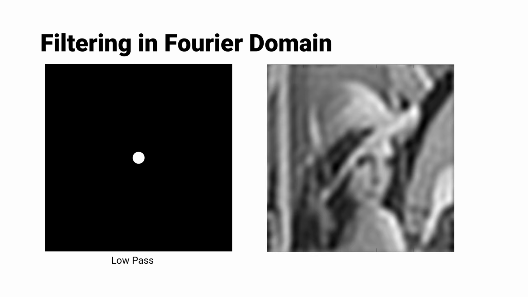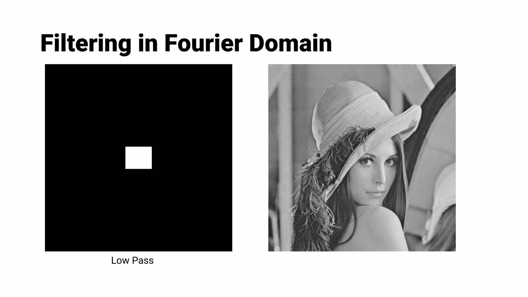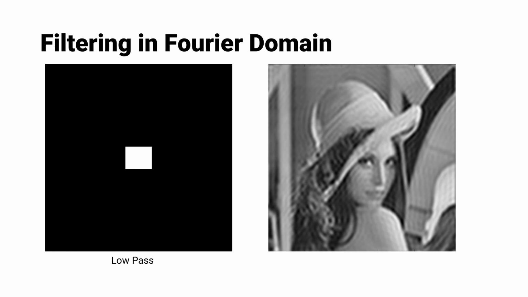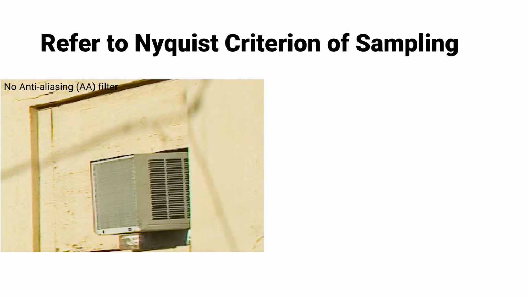We can change the shape from a circle to a square or a rectangle, and you would still see a blurry image, but the kind of artifacts you would see would be slightly different. Okay, and again this ringing is due to something called aliasing. Aliasing is a very important concept in the field of computer vision, which you actually see in real life as well.